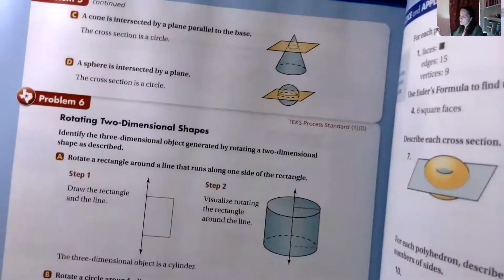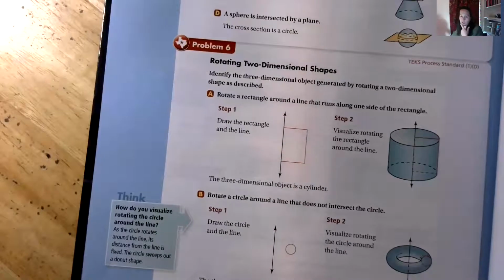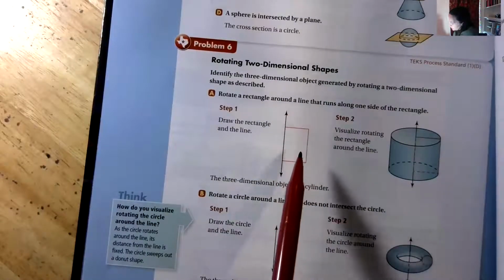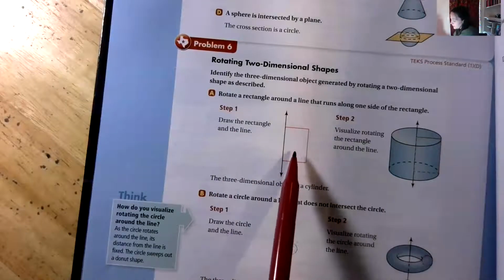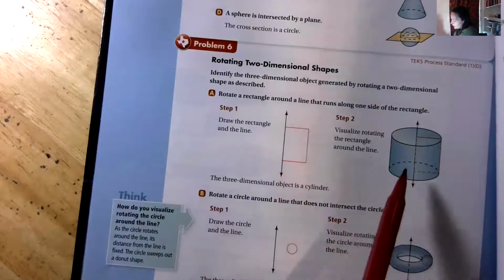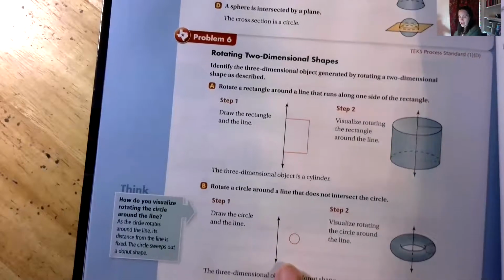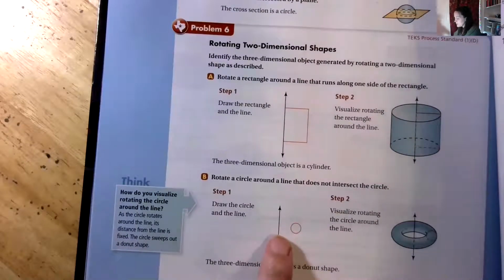Okay, now rotating two-dimensional shapes. The way this works is you imagine that you have a line and a shape, and then you need to visualize, okay, what would it look like if I were to take this and spin it around, if I were to rotate it around the line? Well, in this case, if I take a rectangle and rotate it around a line vertically, I get a vertical cylinder, right? Now, what if I were to take a circle and I rotate that around a line? Well, there's going to be some empty space in the middle, which is going to be my donut hole, and then I'm going to have a tube going all the way around the axis that I'm rotating around. So you end up with a donut shape.